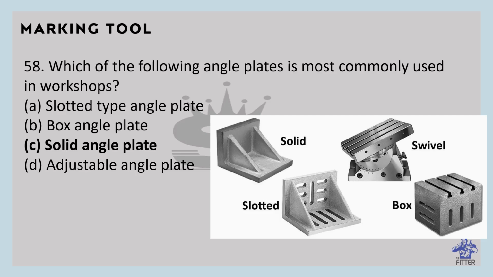The adjustable angle plate is available to support the job at different angles. That is the swivel angle plate. The box angle plate has four faces, as you can see in the picture. This plate has all its faces at 90 degrees to each other. And the last one is the slotted type angle plate. This type has slots on both surfaces. It is used when support is needed while marking on the job.